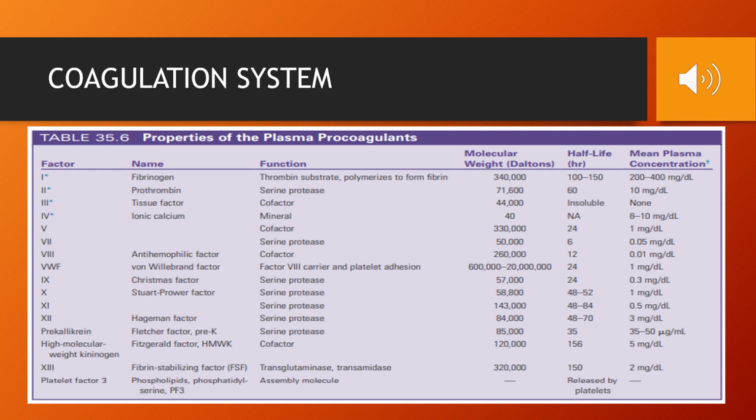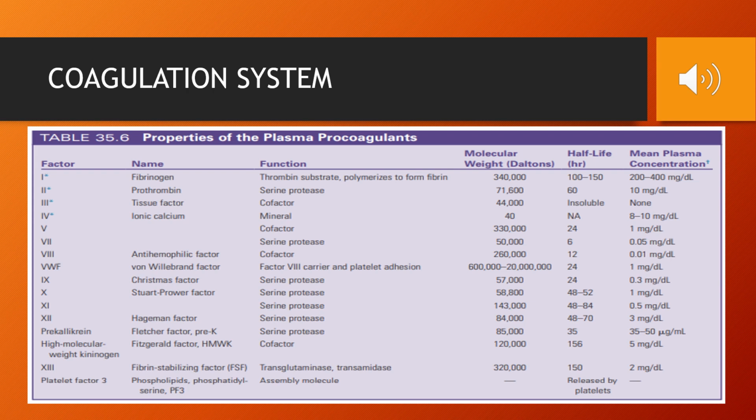And then factor 8 is antihemophilic factor, which is a cofactor that circulates linked to a large carrier protein, the von Willebrand factor. And then we have prekallikrein, also called Fletcher factor, and the high molecular weight kininogen, HMWK, which is also called Fitzgerald factor. So they have never received Roman numerals since they belong to the kallikrein and kinin systems respectively.